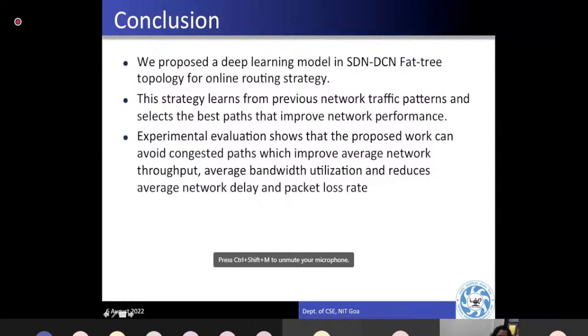In conclusion, we have proposed a deep learning model in a software-defined fat tree topology for online routing strategy. As I said, online means it is a feedback method. Continuously it gets the data and updates your model. This strategy learns from previous network traffic patterns and selects the best path that improves the routing. The experimental evaluation shows that the proposed work can avoid the congested path, which improves the average network throughput and bandwidth utilization, and reduces the average network delay and packet loss.